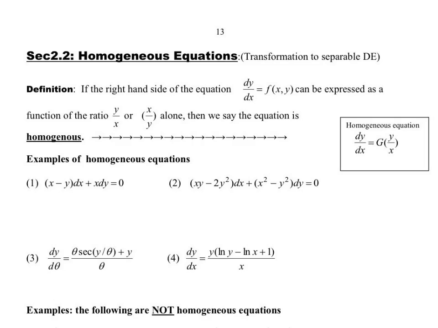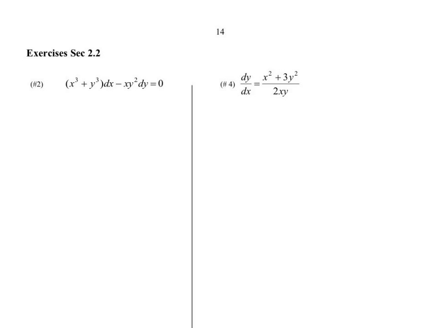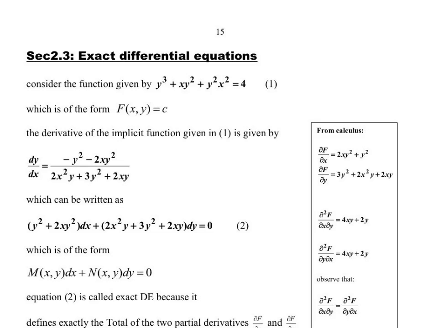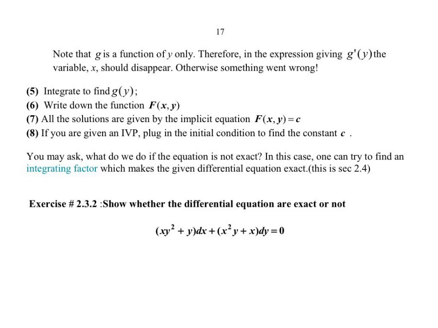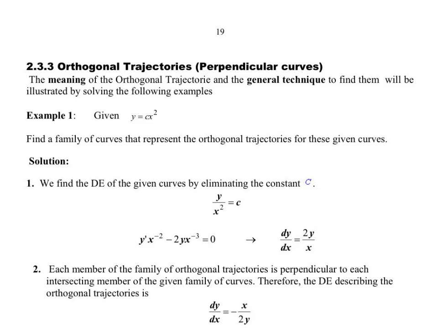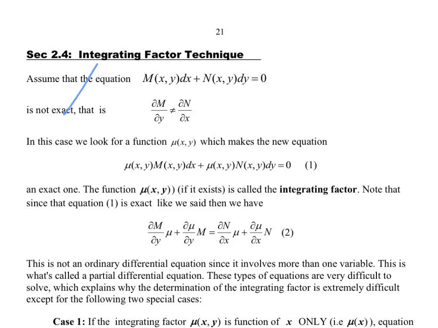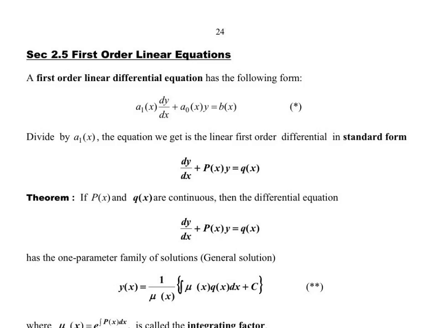The second method will be homogeneous differential equation, which actually depends a little bit on the first method. Method 3 is exact differential equation, which really is not related to the previous methods. Method 4 is integrating factor, which totally depends on method 3. And the last method, method 5, is the linear first order differential equation.